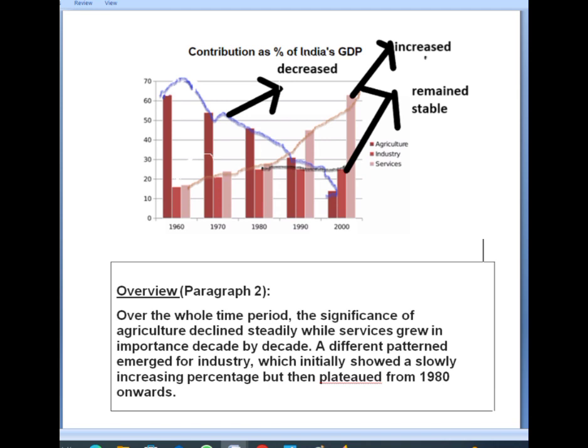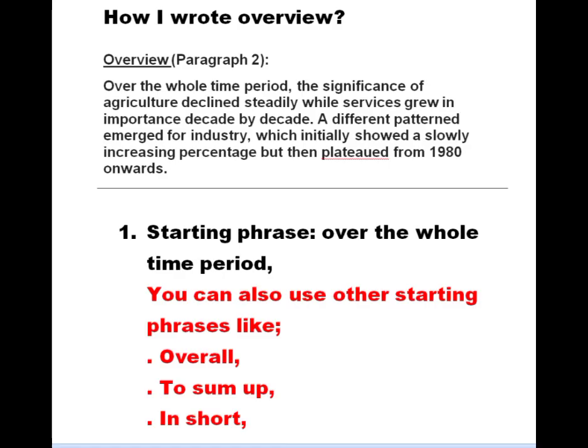Including all these figures, we write the overview, and our overview looks like this. Over the whole time period, the significance of agriculture declined steadily while services grew in importance decade by decade. A different pattern emerged for industry, which initially showed a slowly increasing percentage but then plateaued from 1980 onwards. How I wrote the overview. As a starting phrase, I used over the whole time period.